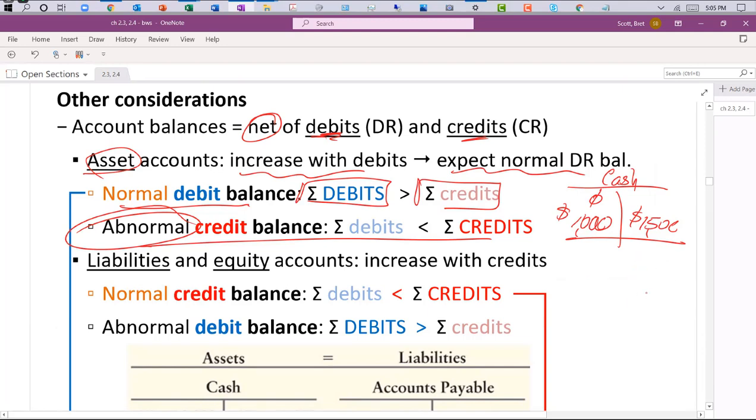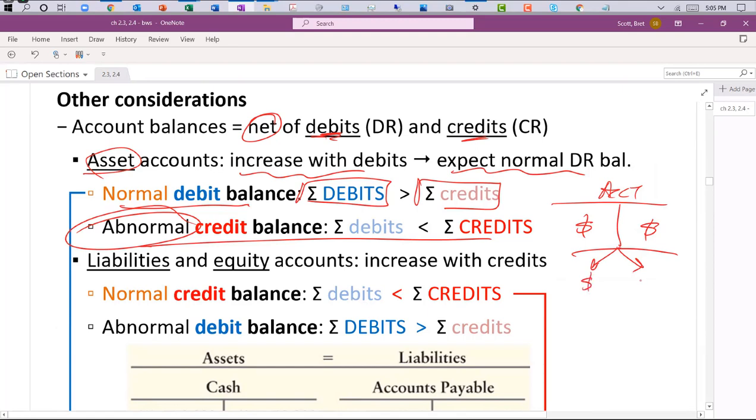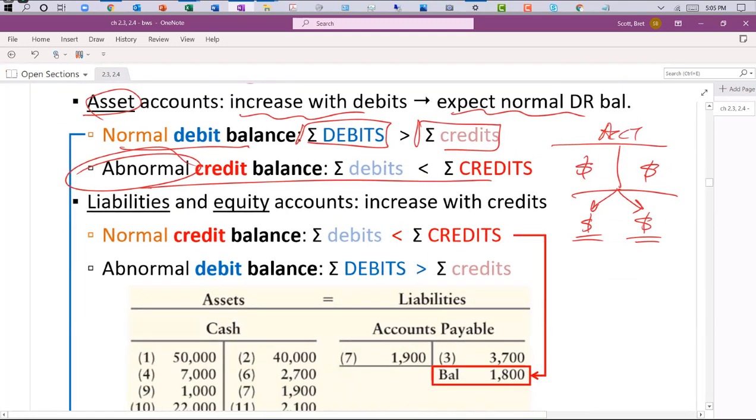But the bottom line is, regardless of whatever the account is, make sure that you sum up the total amount on the left and sum up the total amount on the right and net those together to determine whether or not you get a debit balance or credit balance. Typically for assets, we see debit balances. For liabilities and equity, we see credit balances because we follow how those accounts increase to determine what their overall balance is going to be.